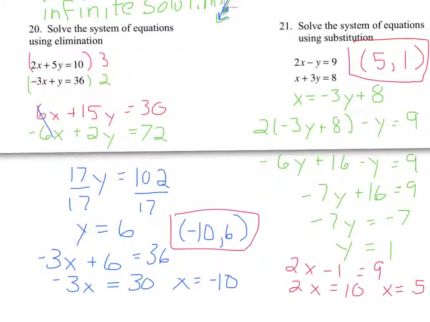Let's check number 20, just to make sure we got the right answer. So if I plug a negative 10 in for the x in the first equation, I get negative 20. If I plug a 6 in, I get 30. So negative 20 plus 30 is 10, so that works. And if I plug a negative 10 in for the second equation, I get a positive 30. Plus a 6 is 36, so that works as well. So checking these solutions is always a good idea to make sure that you got the right answer.